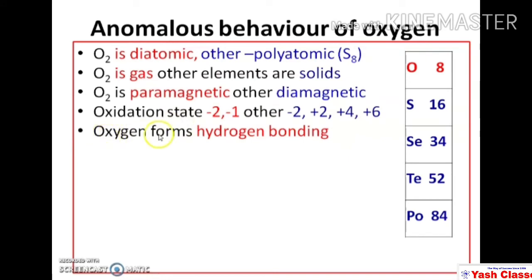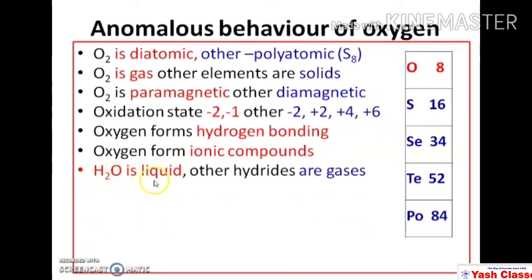Next point is oxygen forms strong hydrogen bonding with the hydrogen atom of the same molecule or other molecules, whereas other elements do not form strong hydrogen bonds. Oxygen forms ionic compounds, most of the oxides are ionic, whereas the compounds of other elements are not strongly ionic.